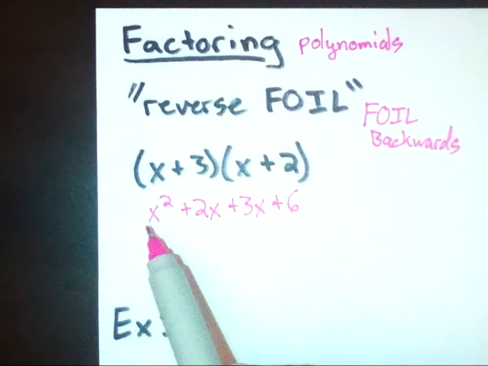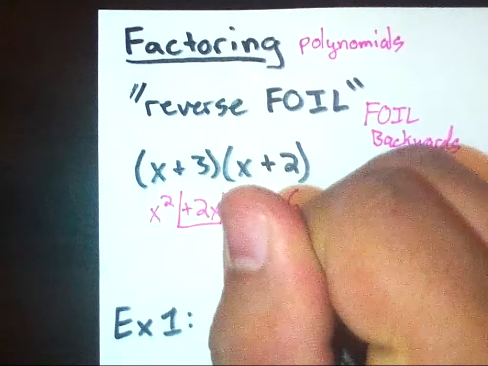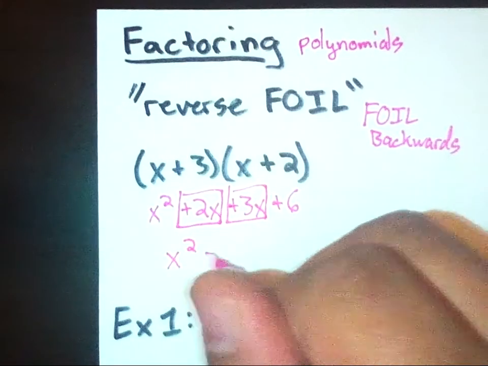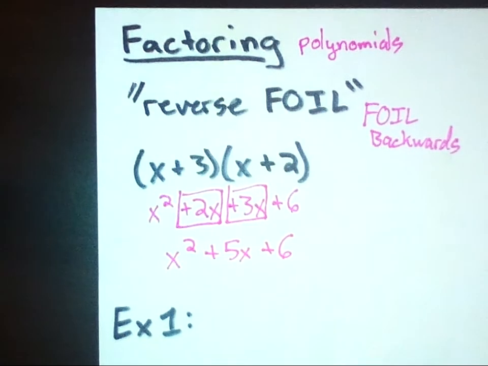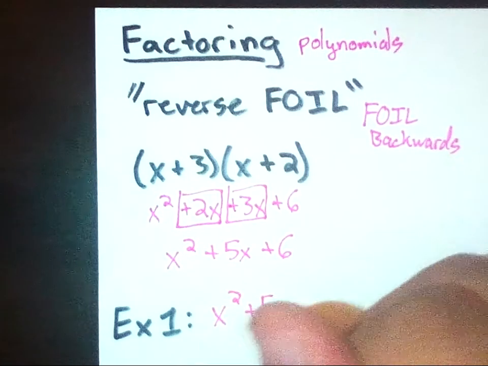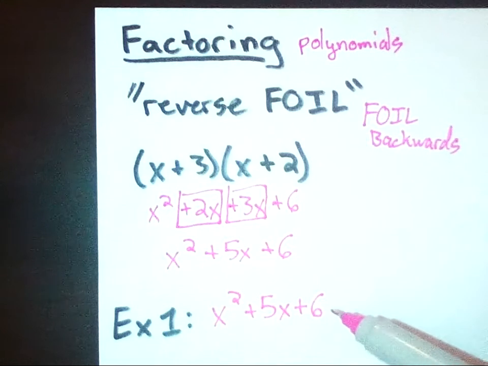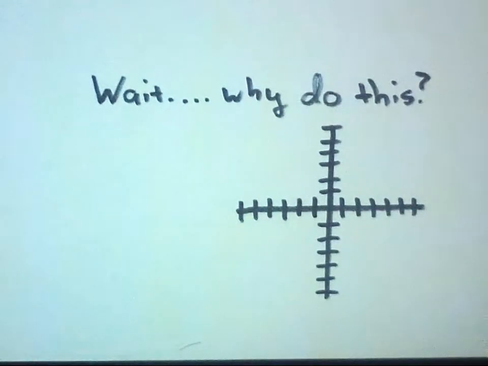Now, before I go any further, I want to see if there's anything I can clean up. Looks like I can clean up 2x and 3x. And when I combine those together, I get x squared plus 5x plus 6. And in fact, that's actually going to be our first example. What we're going to do is take this polynomial and turn it back into two binomials. Now, you might be asking yourself here, why would we do this? And that's a very valid question to ask yourself.